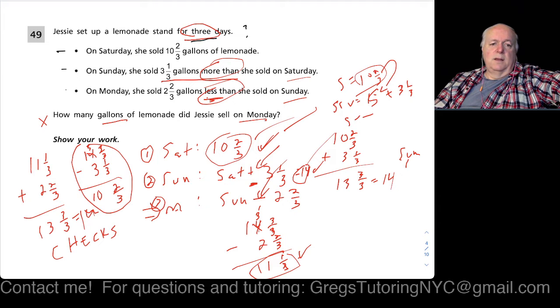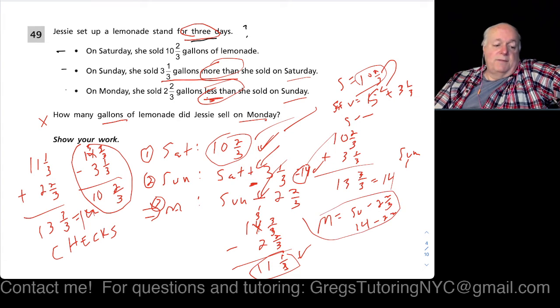Then Monday is equal to Sunday minus 2 2/3. We know Sunday was the 14, so then we just go actually do it. So, by the way, this is algebra at that level. So it's even kind of testing those kind of things like that.